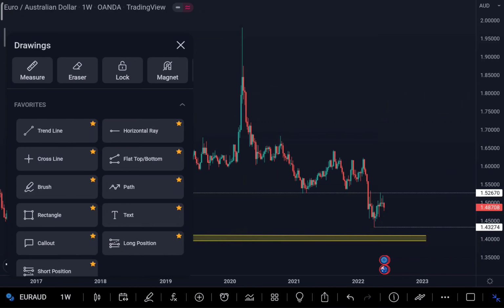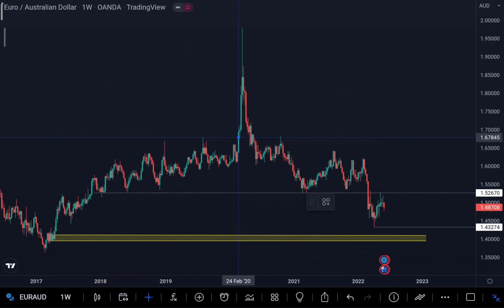So based on Euro AUD, the analysis is still the same, the bias is still bearish. We saw this area reacting to this area of structure. These candles with wicks have reacted to this area of structure, and we saw a little bit of a bearish engulfing candle, which has engulfed a couple of candles on the left side.